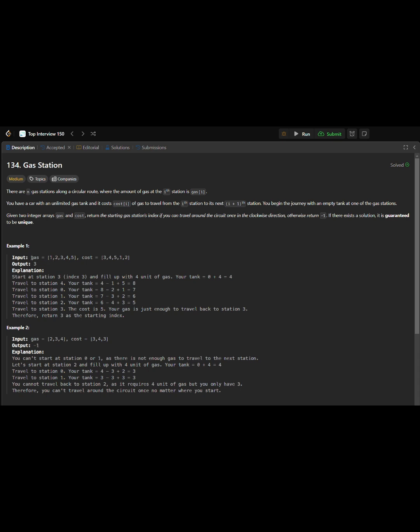So we're given two arrays, and this is the gas array. The value at each index represents the amount of gas you can fill up at this station. And this array is for the cost. This represents how much gas you will need to travel from one station to the next.